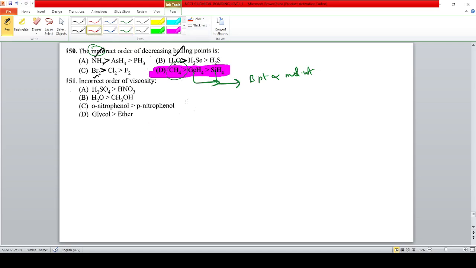Next, incorrect viscosity. This is more viscous because sulfur is having a greater charge. More viscous because of more intermolecular hydrogen bonding. This is wrong. Intermolecular hydrogen bonding alone gives the viscous nature. Intermolecular hydrogen bonding is present in paranitrophenol, so this is wrong. So, the incorrect statement is option C.